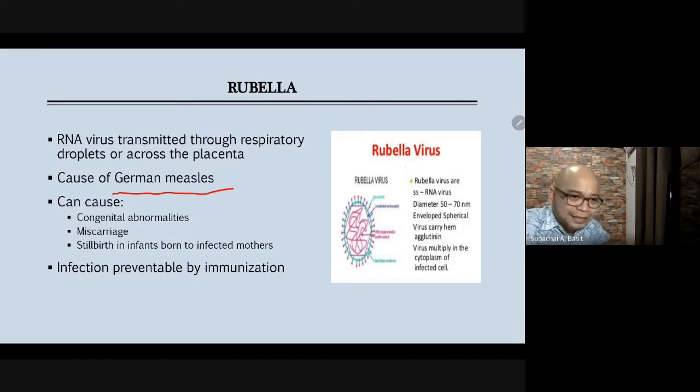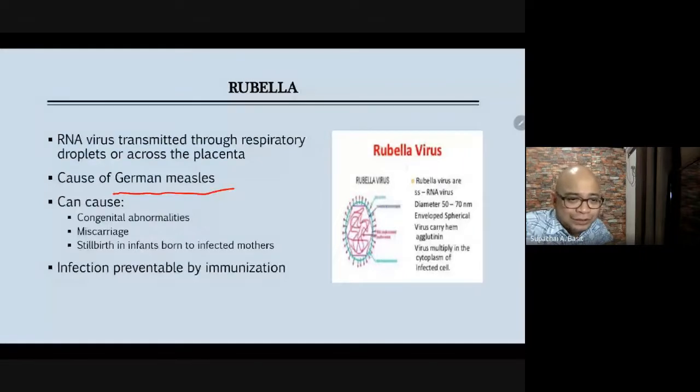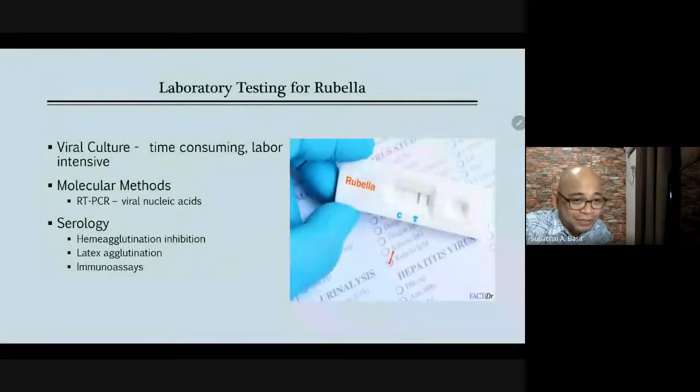Okay, this one is preventable also through immunization. Laboratory testing for rubella could be viral culture. This one is time consuming, labor intensive, and not practical for routine purposes. We can also do RT-PCR, which can detect the viral nucleic acid. This one is also expensive and not practical unless there is already an epidemic.